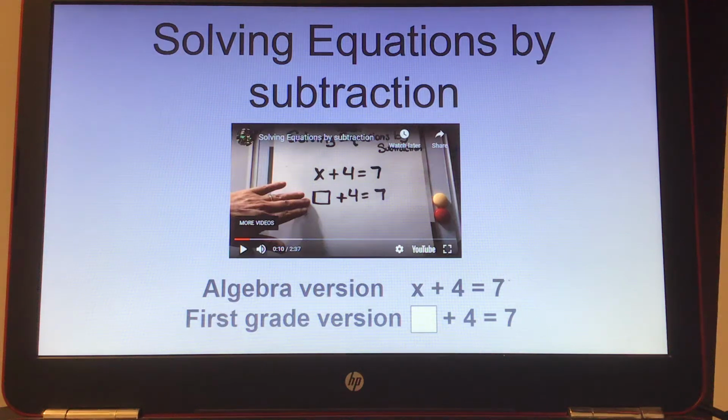Hey, this is Mrs. Hasmer, and today's lesson is on solving equations by subtraction.